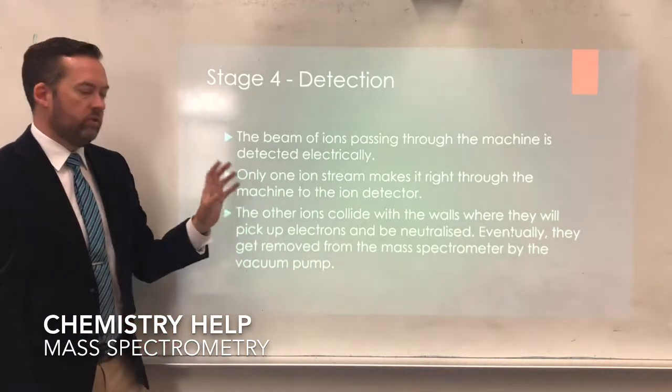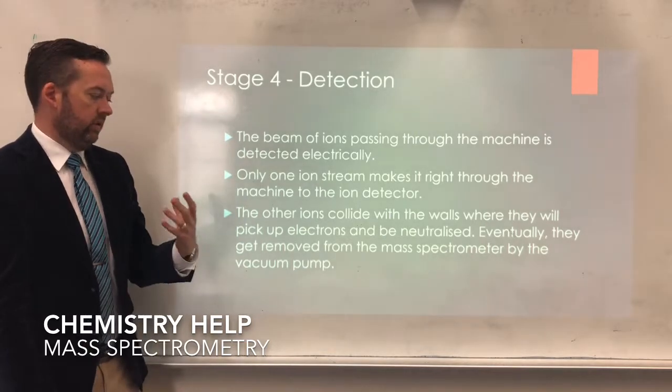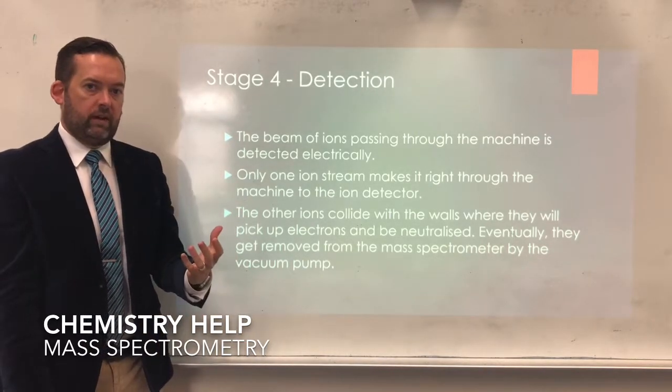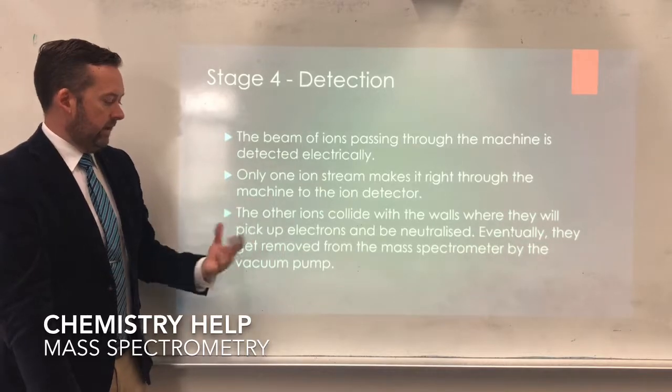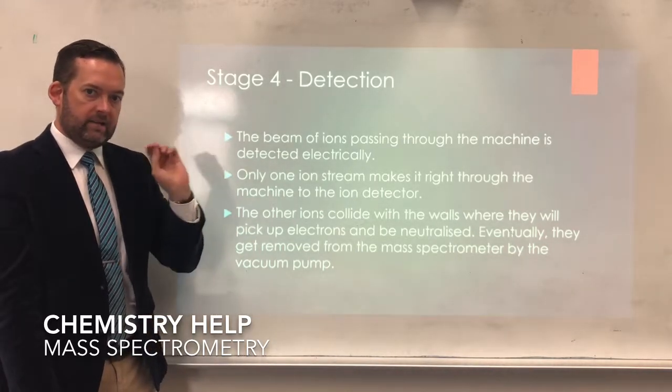And what happens is those ones, the ones that are too light or too heavy, where they hit the walls, they get electrons when they collide with the walls of the machine, and they eventually get pumped out by the vacuum. But only the beam that we're looking at passes through.